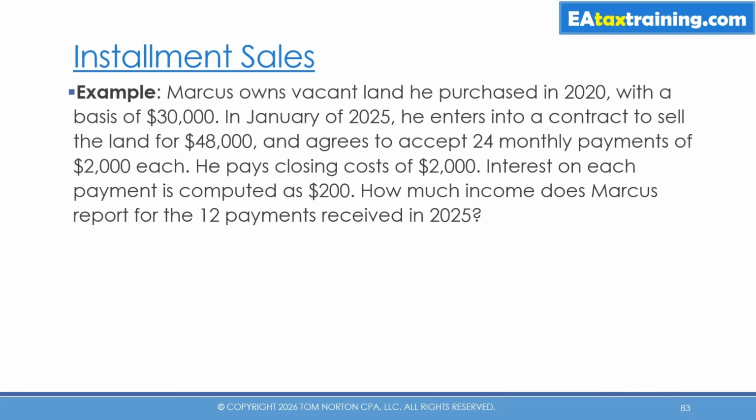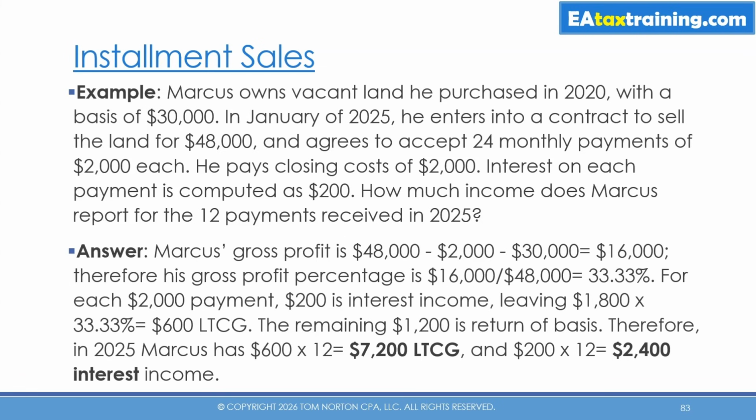So let's look at an example. Marcus owns vacant land that he purchased in 2020 with a basis of $30,000. In January of 2025, he enters into a contract to sell that land for $48,000 and agrees to accept 24 monthly payments of $2,000 each. He pays closing costs of $2,000. Interest on each payment is computed as $200. How much income does Marcus report for the 12 payments received in 2025?